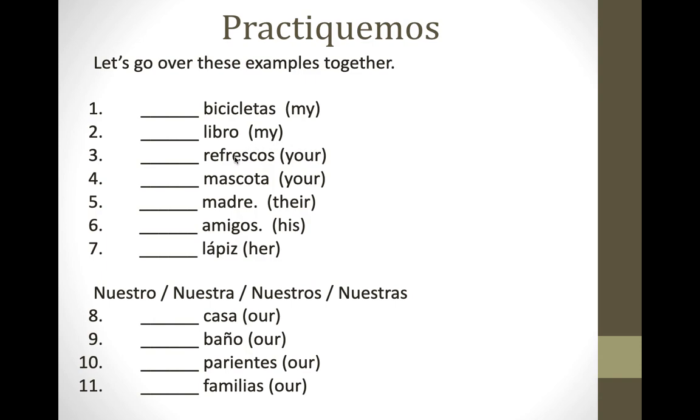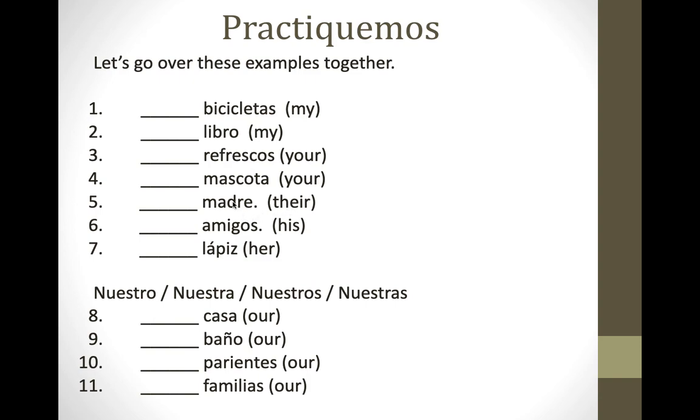Your soft drinks. Okay, so notice for your, we have 2 different ways. If we're doing familiar, we would either say tu or tus. And because this word refrescos is plural, we would use tus. In this case, mascota, you would use tu. Tu mascota would be your pet. Okay, their mother. Okay, so if we look at our note guide, to say their, we would use su or sus.